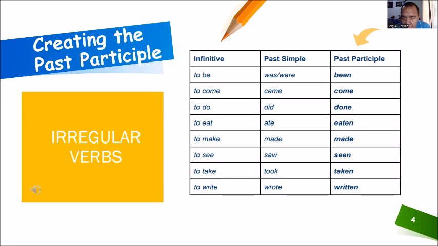To be: was, were, been. To come: came, come. To do: did, done. To eat: ate, eaten. To make: made, made. To see: saw, seen. To take: took, taken. To write: wrote, written.